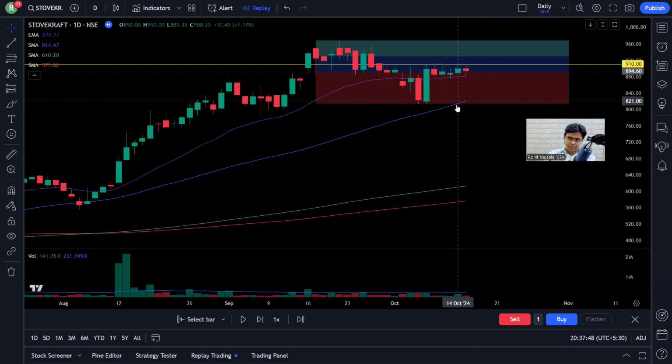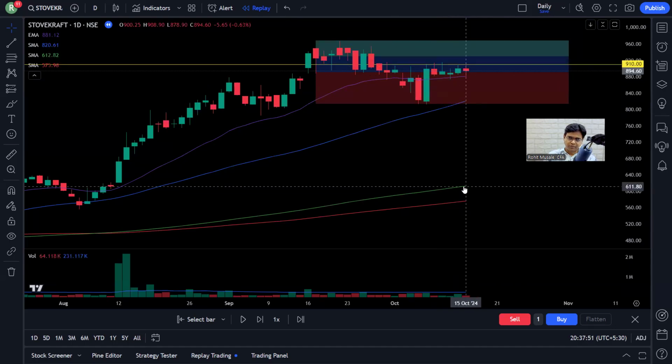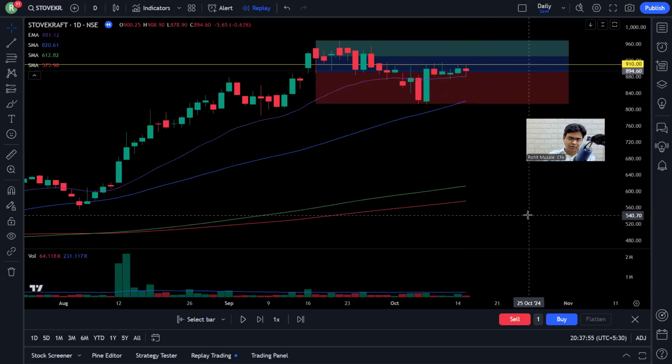So, number one, is the stock in an uptrend? Yes, the price is above the 50-day moving average. The 50-day is above the 150-day, and the 150-day is above the 200-day simple moving average. So that is a stage 2 uptrend. That is our basic condition.